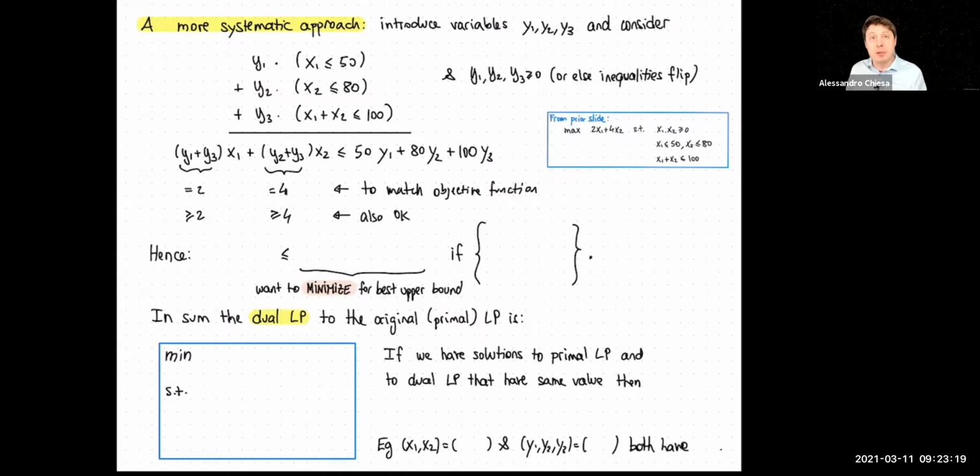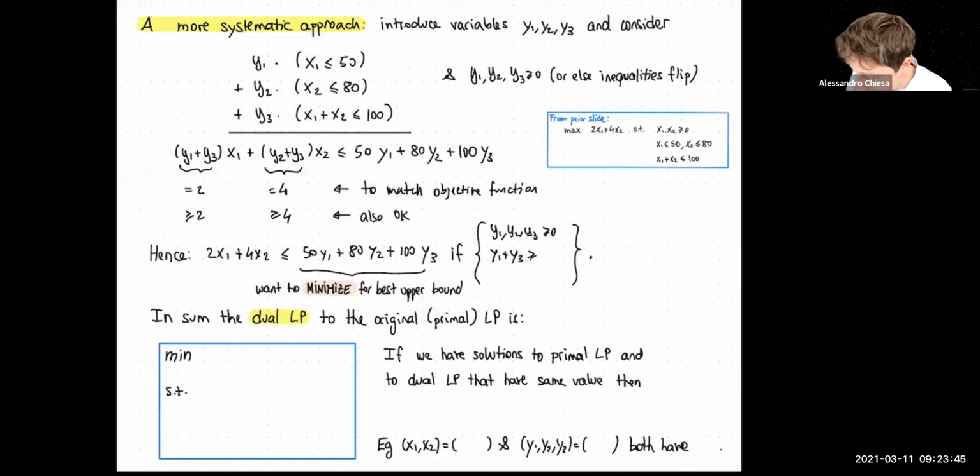So in sum, what we have learned here is that 2x1 plus 4x2 is going to be at most 50y1 plus 80y2 plus 100y3 whenever, at least when, y1, y2, and y3 are non-negative, y1 plus y3 is at least 2, and y2 plus y3 is at least 4. So for any variables y that satisfy these constraints, it is the case that 2x1 plus 4x2 is going to be at most this quantity. Okay?